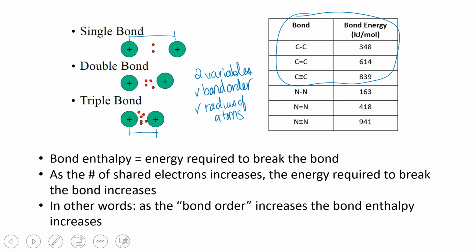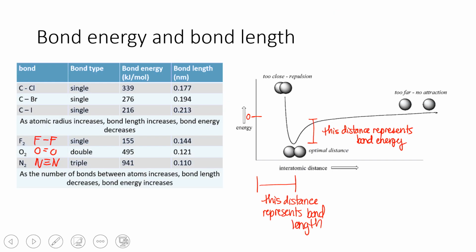So if you look on this next chart, we see an example of this. If you look at these various bondings, as the atomic radius of the atom involved in the bond increases, the bond length will increase. And as that bond length increases, the bond energy decreases.